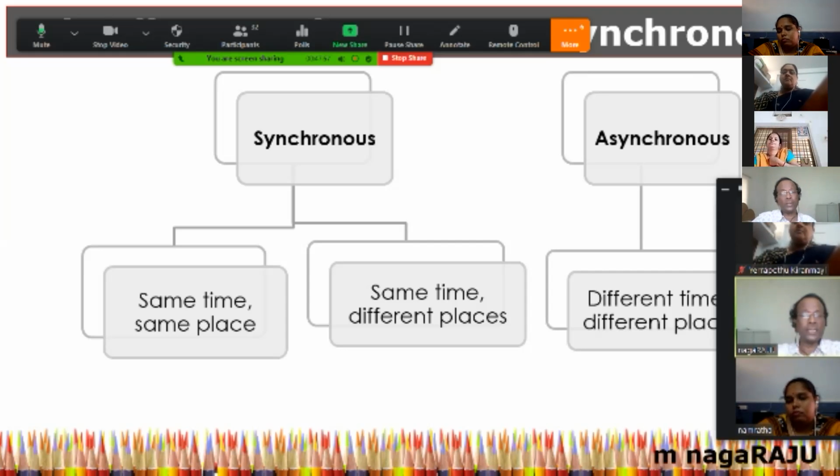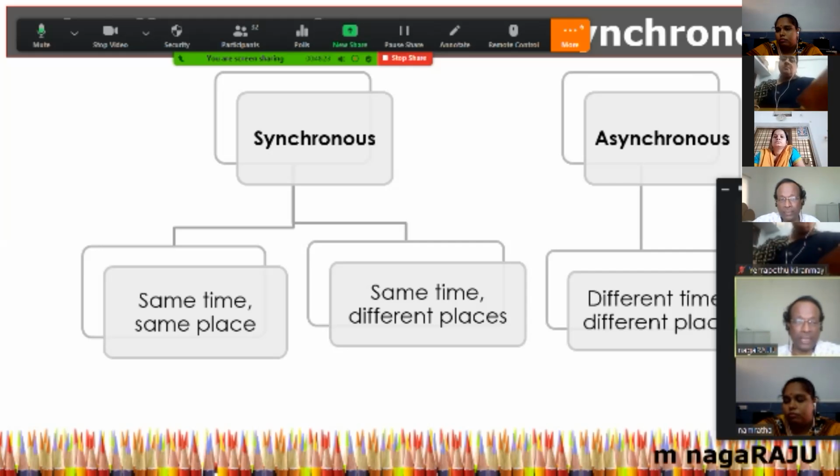Right? Synchronous is again of two kinds. One is the same time and same place. That is the physical classroom, school situation. And the second kind is same time but different places, like what's happening now. I am teaching sitting in my house. Maybe there are 32 people now participating in this. Other than me, that is 31. 31 people are sitting here now, listening to me and learning from me, and I am teaching. All these 32 people are engaged in the process of teaching and learning at the same time. This is called synchronous teaching and learning.